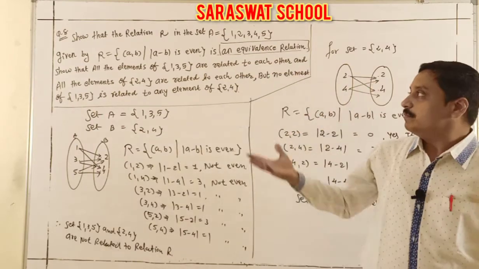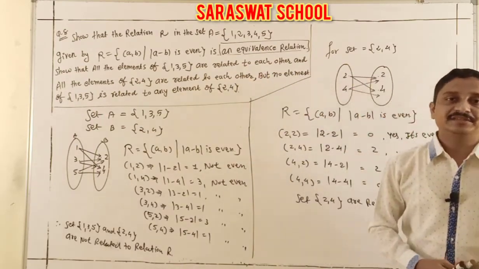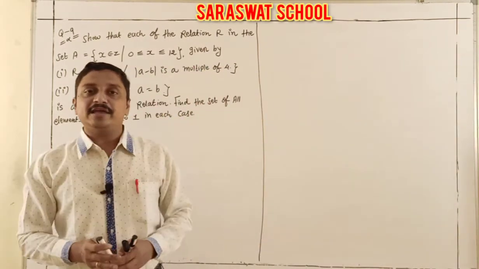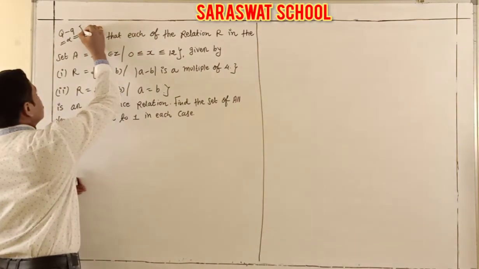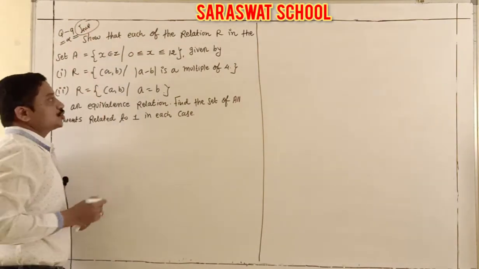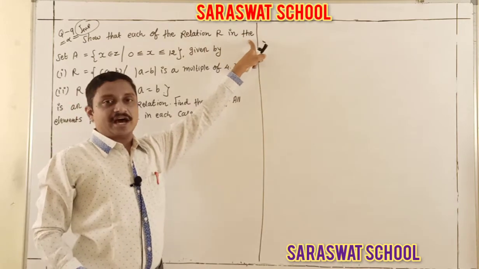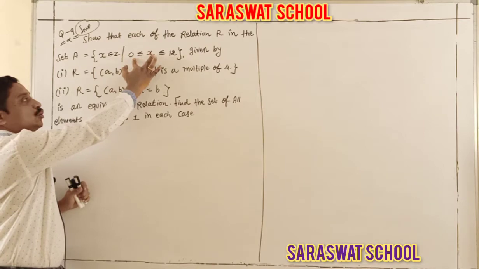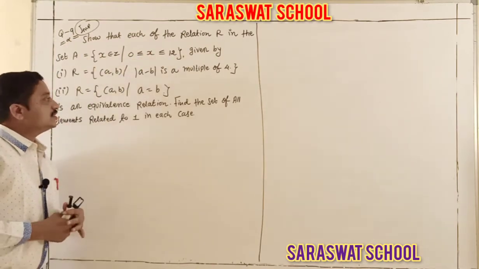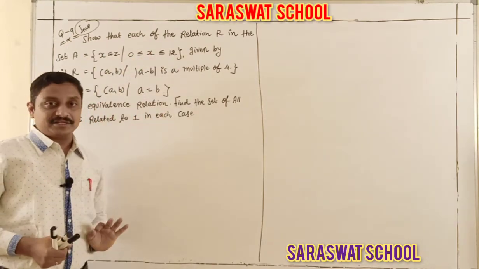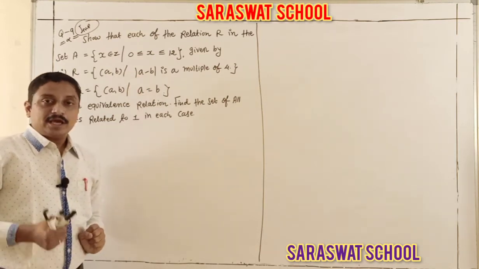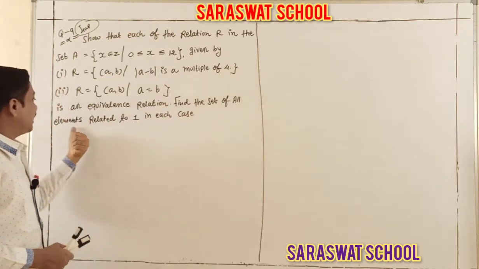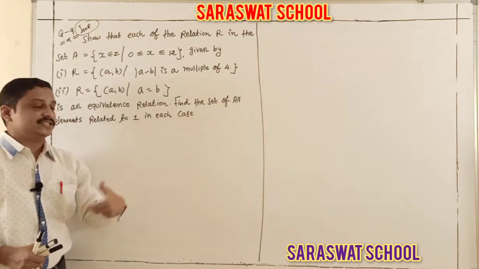It is a big numerical for question number 8. Students, now question number 9 is an important numerical for the board exam. Show that each of the relations R in these two numericals on the set A = {0 to 12}, with x and y less than or equal to 12, is an equivalence relation in each case. And also find the equivalence set of all the elements related to 1 in each case.